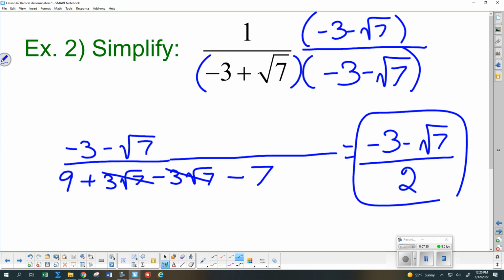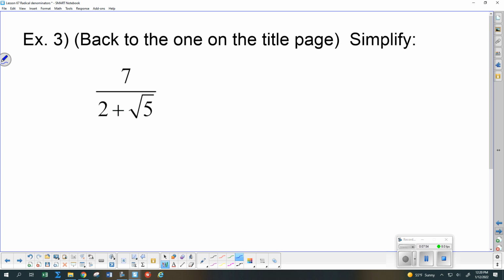Okay, let's go back to that one that we had on the board at the very beginning, and we tried something that didn't quite work for us, and see if now we can get an answer that has no square root in the denominator. So we tried before multiplying numerator and denominator just by root 5, and that didn't work. So Ethan, what should I multiply numerator and denominator by now? Minus root 5. Everybody good with that?